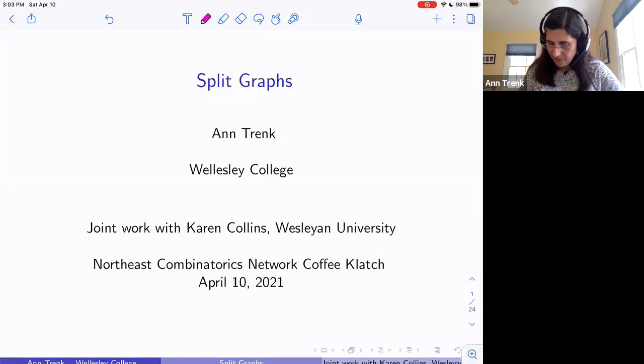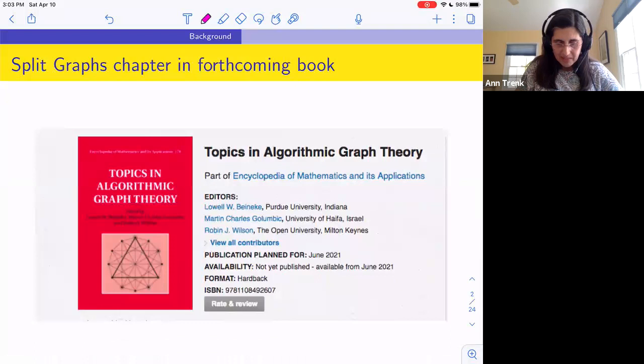So here's the book. It's coming out this summer, and it's edited by Lowell Beinecke, Marty Glumbeck, and Robin Wilson. It's got chapters on various topics in algorithmic graph theory, and we wrote a chapter on split graphs. That is what I'm going to talk about today, sort of. In preparing to write this chapter, we read a lot of the background papers and used some of our own research as well.